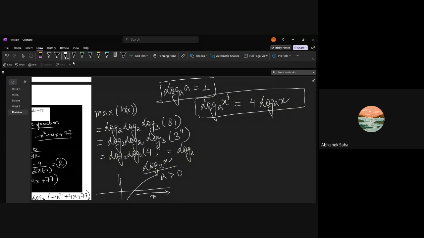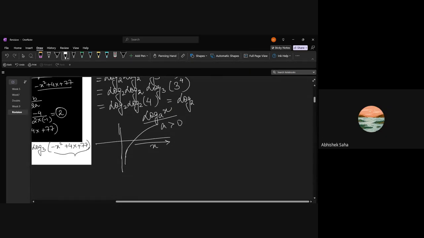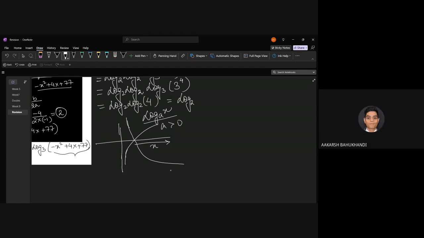This concept is used. Sir, suppose there is a log term with the base between 0 and 1, then how will we approach it? Then the graph will not be like this. Then the graph will be like this. Whenever the value of x is increasing, your graph is going towards minus infinity. So it is for a between 0 and 1. If the base is between 0 and 1, then the graph of log to the base a of x will be like this.